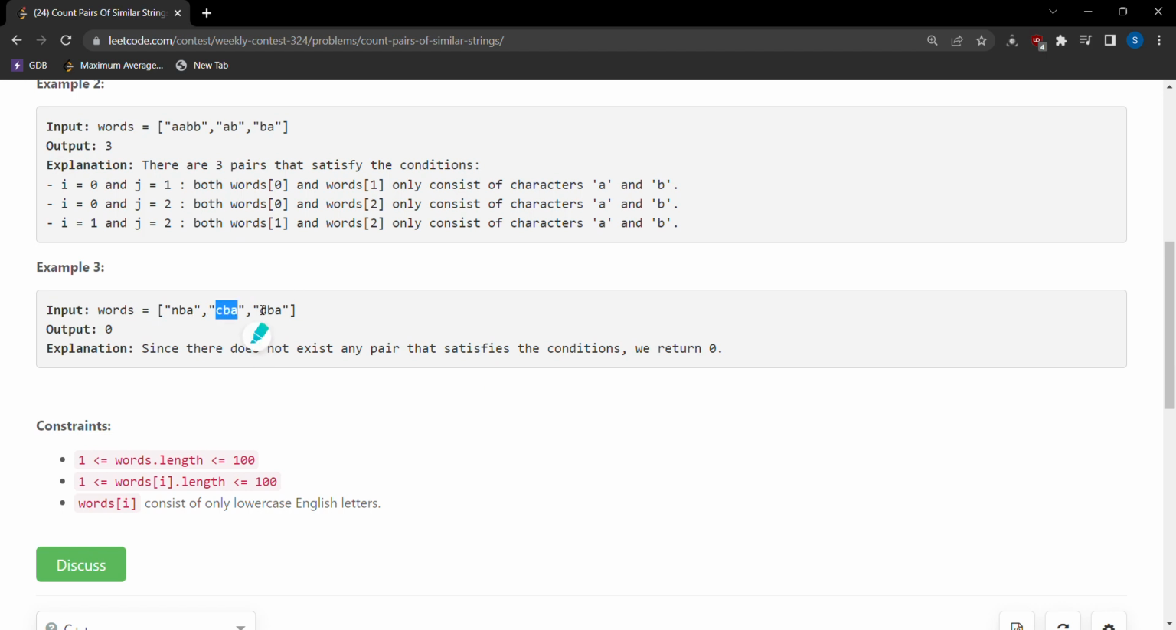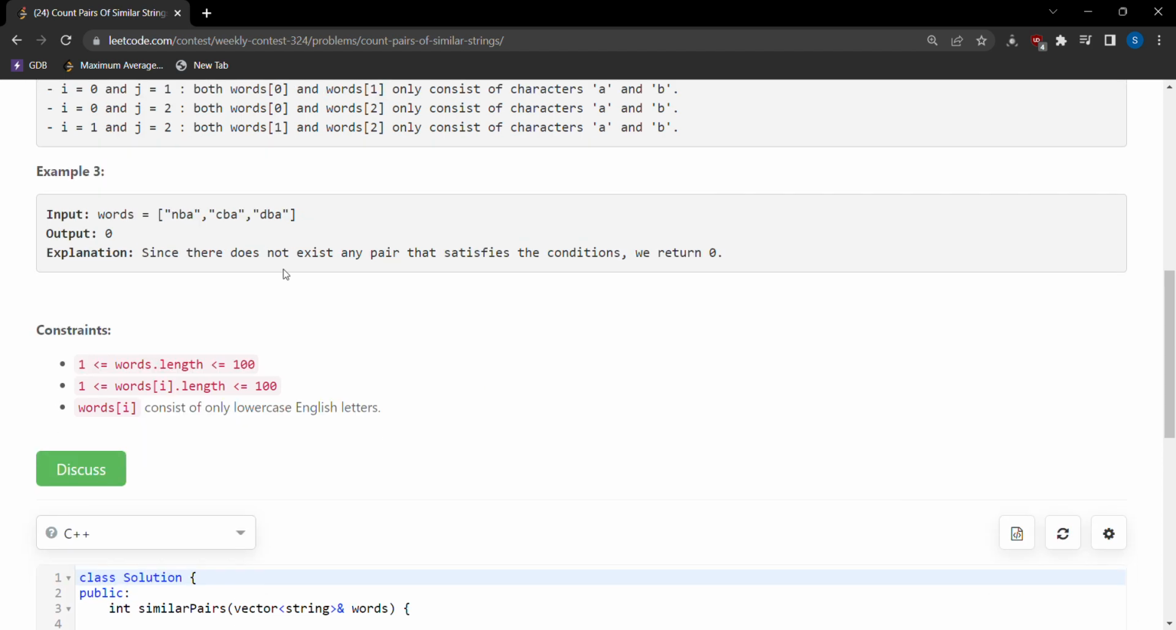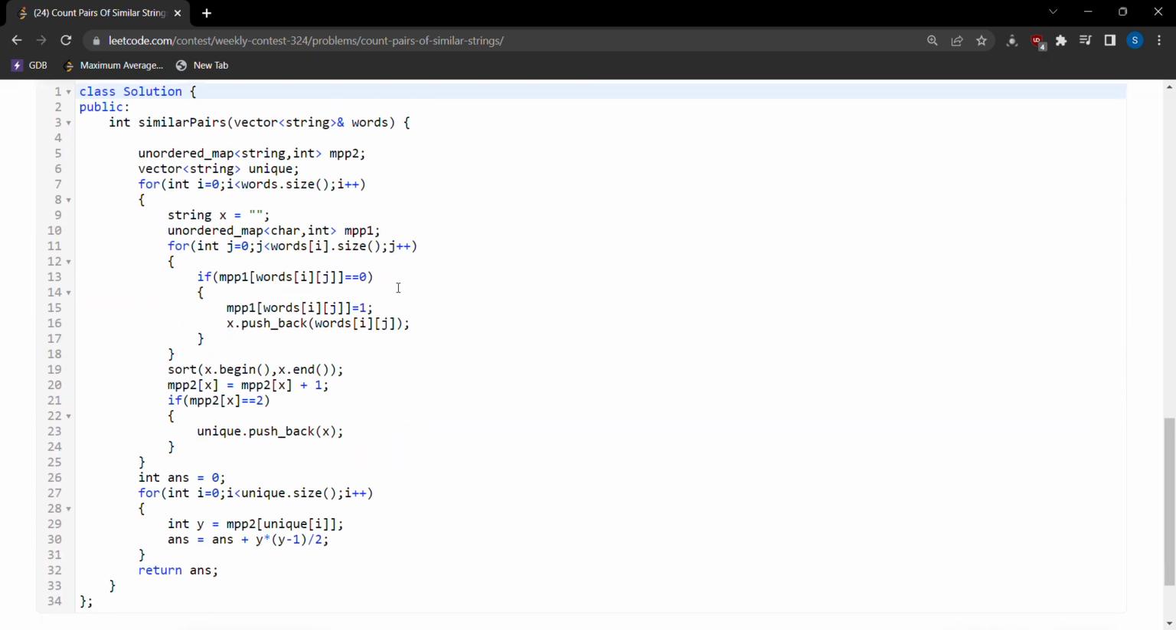Similarly, this one has a D. So we can clearly see that none of the 3 words are similar. Hence, there is no such pair that exists that satisfies the condition. Hence, we will return a 0.